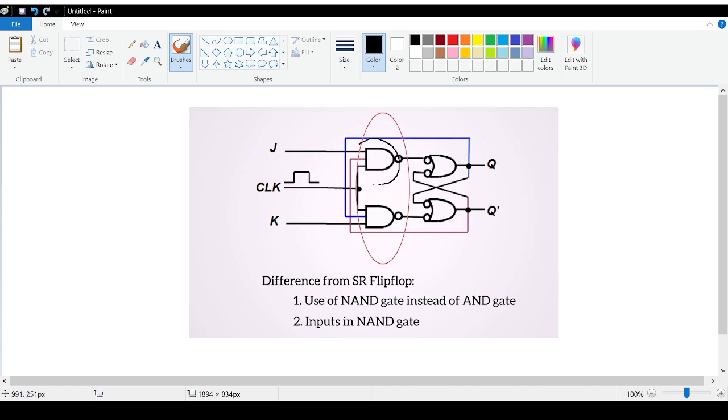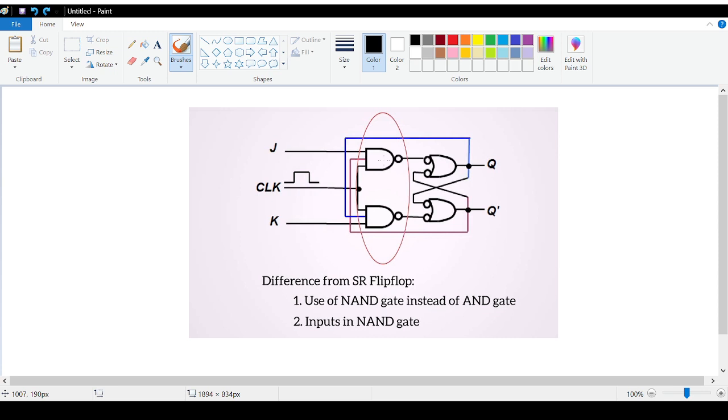Look at the input of the NAND gate. There are 3 inputs. What are the inputs? See, Q is given to this NOR gate, as well as to this NAND gate as an input, and Q bar is given as an input to this NAND gate. Okay, so this is how the circuit of the JK flip-flop is constructed.